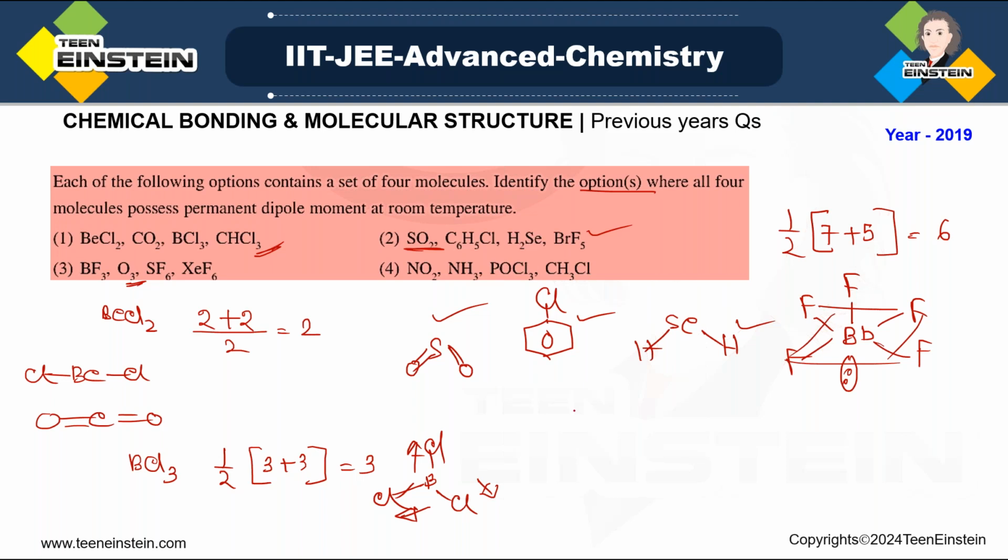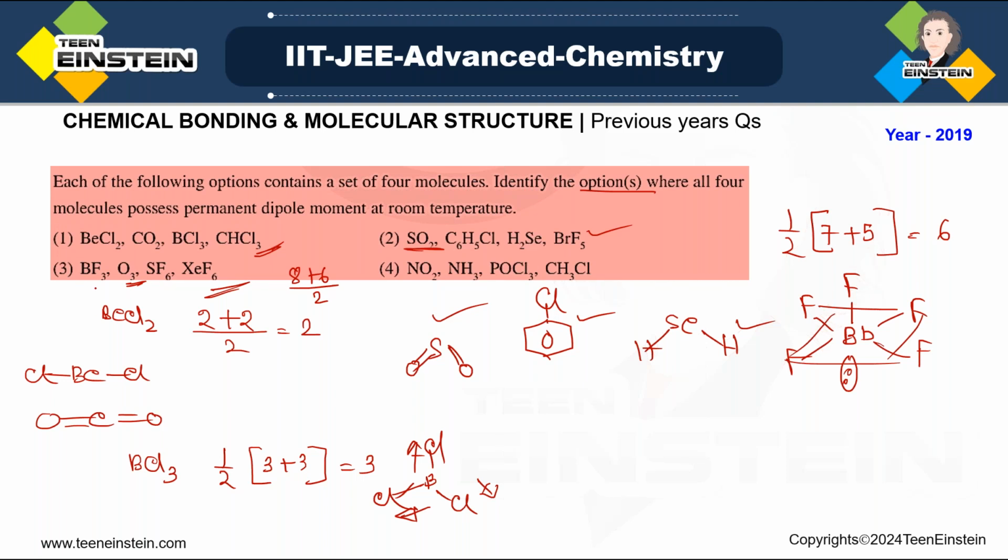Now O3, it is bent, there will be some polarity. But for SF6, if you calculate steric number, you will see it is basically octahedral. And when octahedral with all the bonds symmetric SF bonds, there will be no polarity. Okay. Then XeF6, for xenon it is 8 plus 6 divided by 2, so it is 7, though its structure is actually distorted octahedral. But see, even in details of all the molecules, if you do not do it, then also it's okay, because you have to choose those options where all the molecules have some permanent dipole moment.